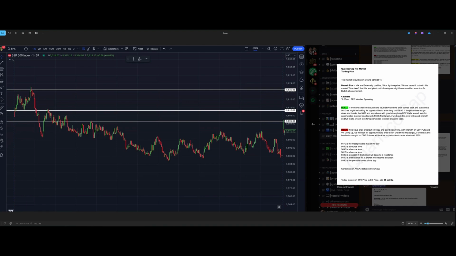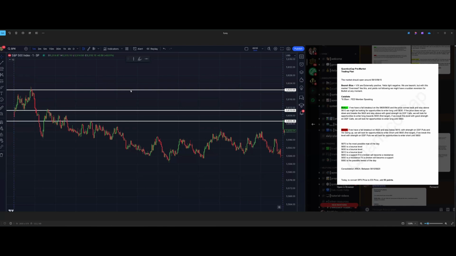Now, if the price does not go down and it breaks the 56.20 and stays above, we will look for opportunities towards the 56.30. And if we break that level, then we'll look until 56.50. So again, if the price simply goes up and stays above this line right here, actually 56.20, then we'll look for 56.30 and then 56.50.